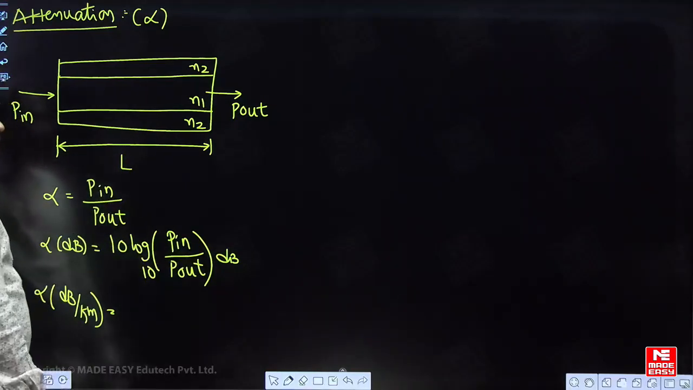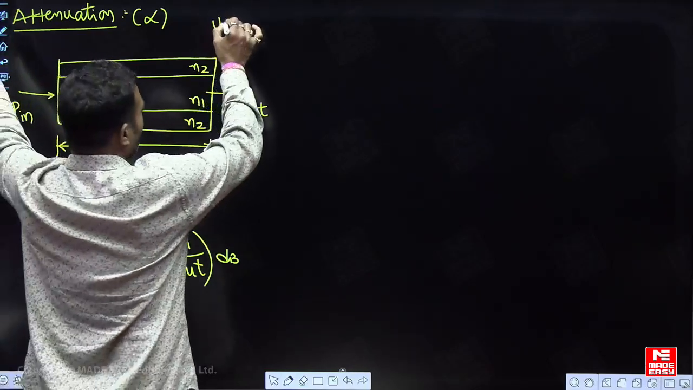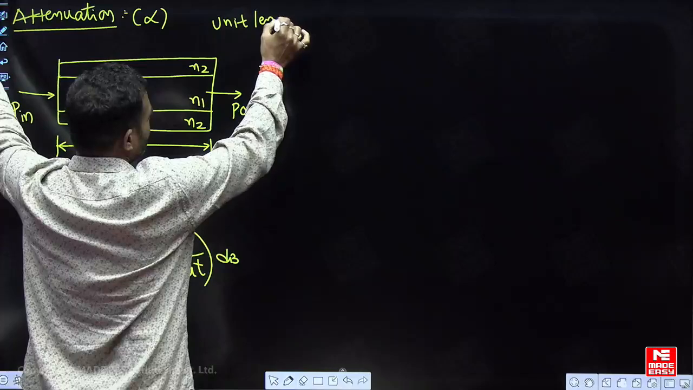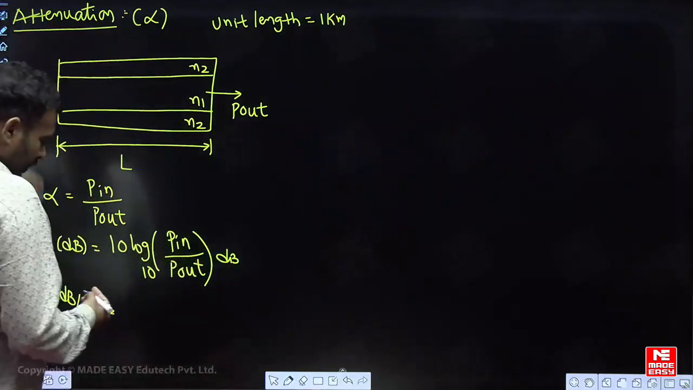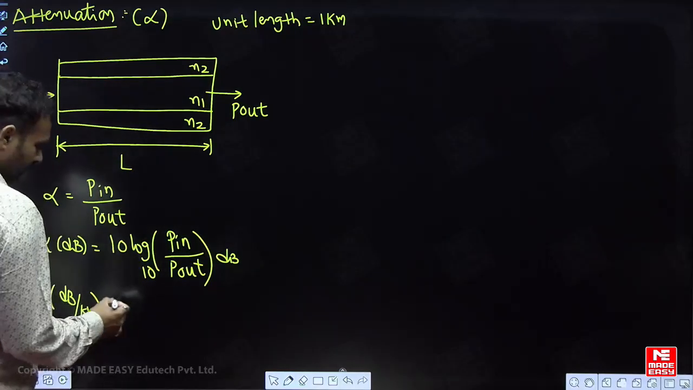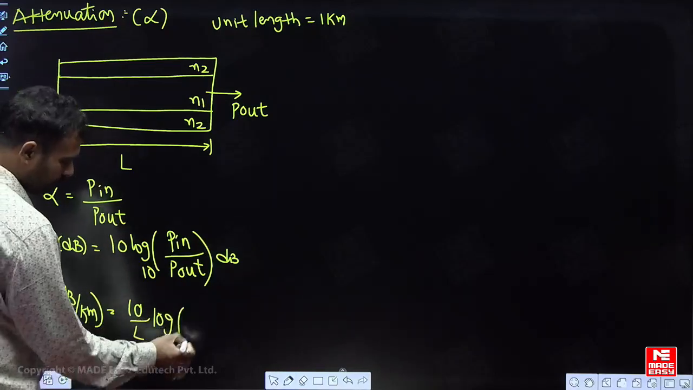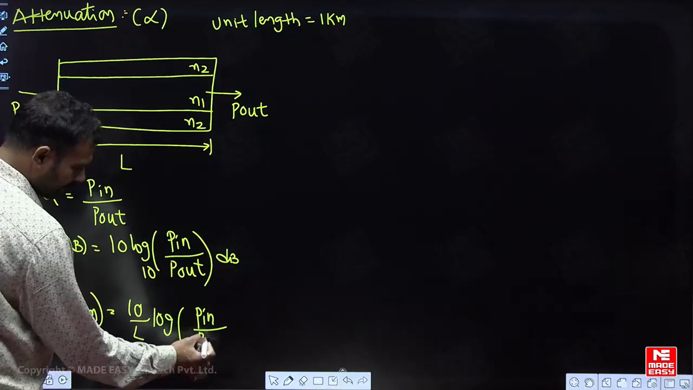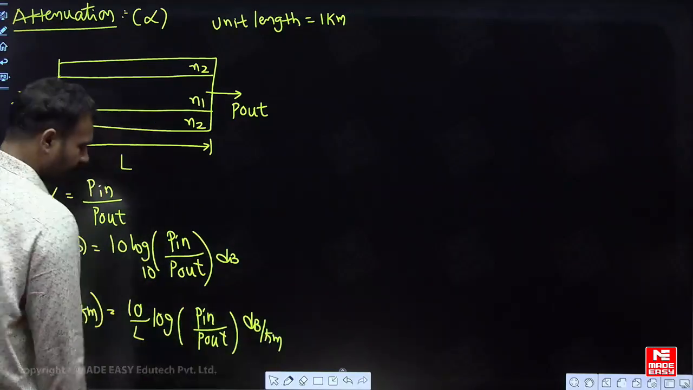This length L was taken in terms of unit length. Generally, when we don't specify anything, unit length means L is equal to 1 kilometer. By default, the unit length is considered to be 1 kilometer. So that is nothing but 10 by L, where L is the unit length, into log of P in by P out, which is given as dB per kilometer.